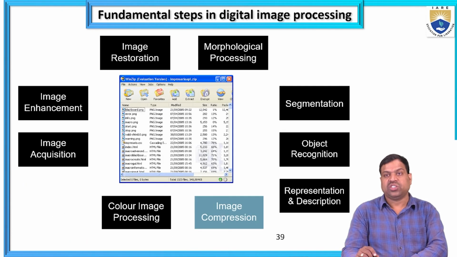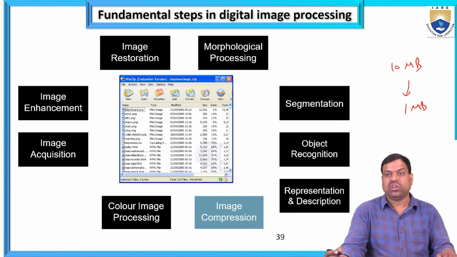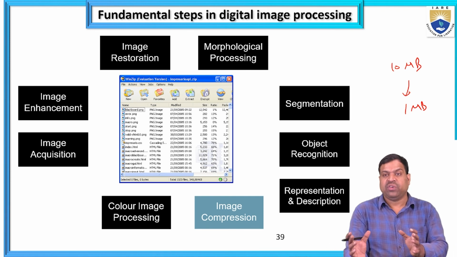Another one is image compression. Already we discussed it. A 10 MB image can be converted to 1 MB. Is it possible? Yes, it is possible with image compression. Image compression means we are reducing the size of the image or reducing the pixel size. Then only the size will decrease.